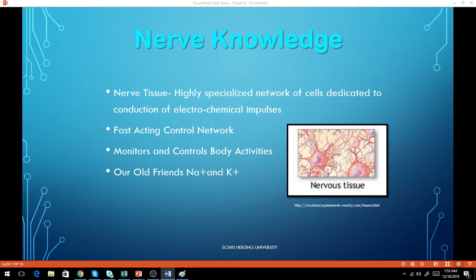So what are the takeaways from this slide? Highly specialized, directional, fast. The nervous system is very fast. It monitors and controls body activities, and it is based on our old friends sodium and potassium from our chemistry unit.